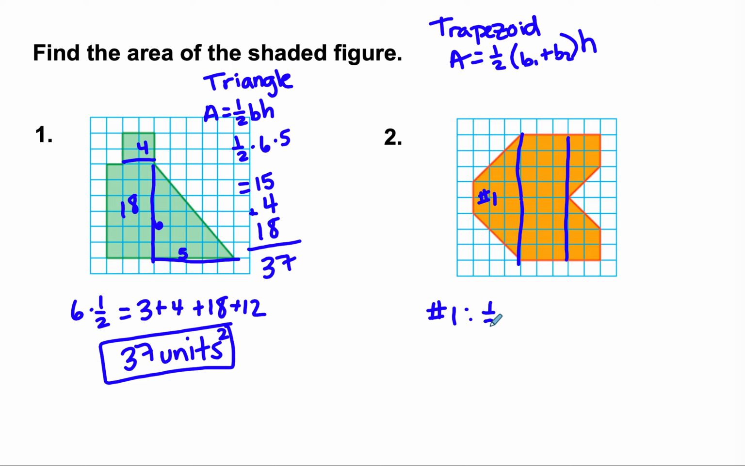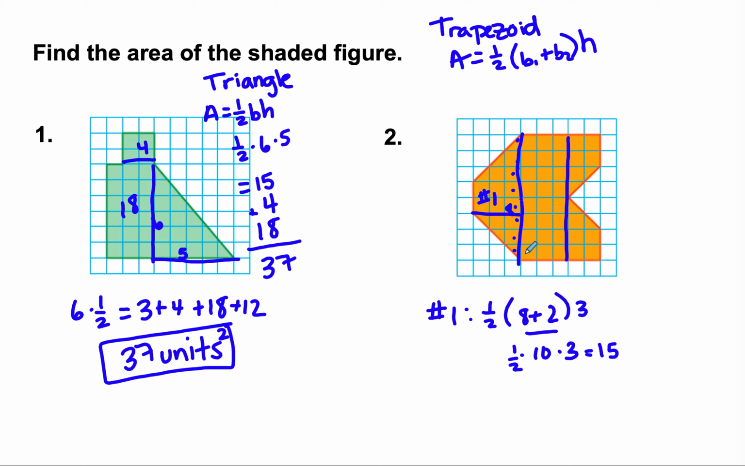I'm going to do 1/2 times, let's see, this base is 1, 2, 3, 4, 5, 6, 7, 8. That part is 8. And this is 1, 2 on the top. And then the height is the distance between the 2 bases. On this one, my height is kind of up and down, or side to side here, 1, 2, 3. Okay, 8 plus 2 is 10. Times 1/2 times 3. 1/2 of 10 is 5. Times 3 is 15. So this whole part is 15.